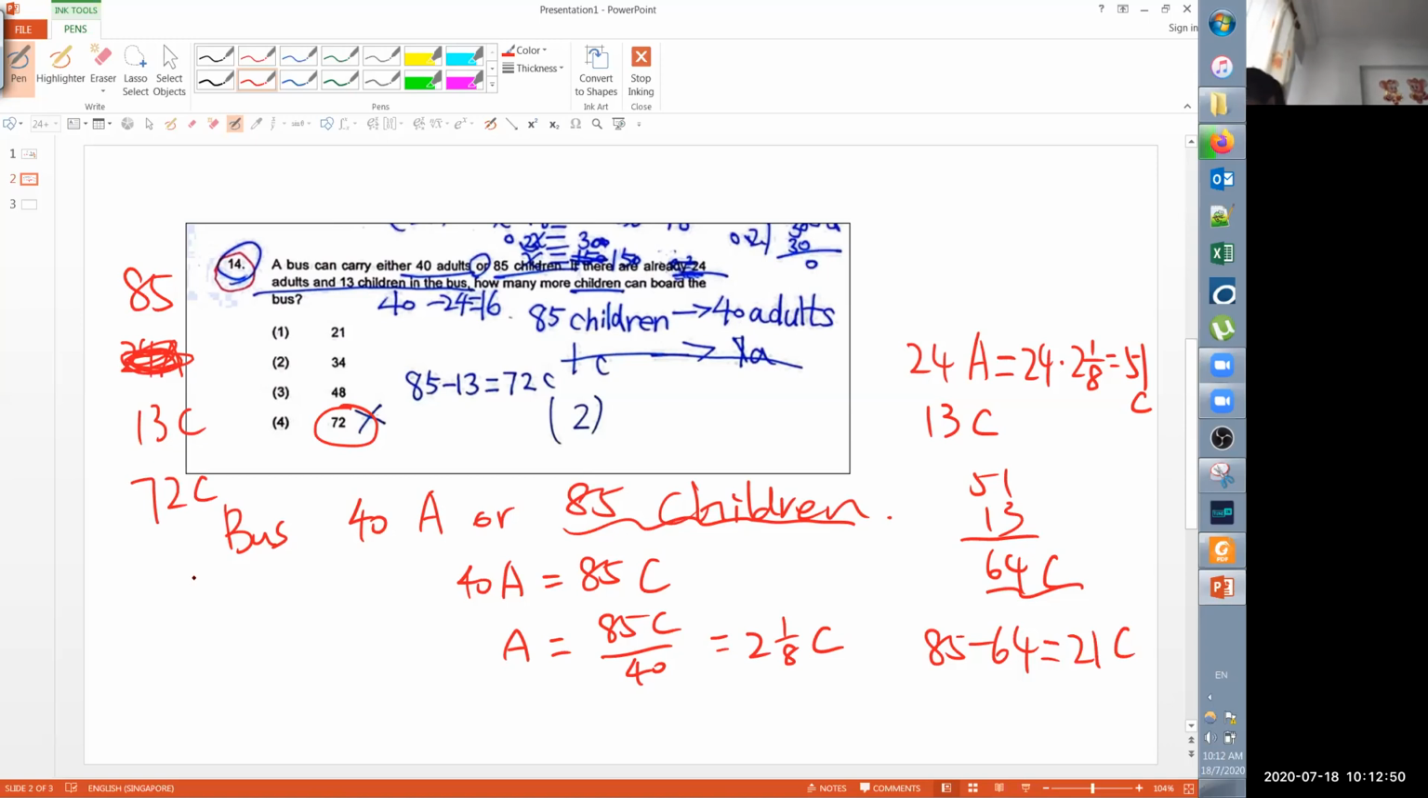Now you have some adults. So if you have some adults, how can you have 72 children? You can't. You can have 72 more children to board the bus only when you have 0 adults and 13 children. Am I right? So that's why your 72 is definitely wrong. So the answer is 21 children. Very simple.